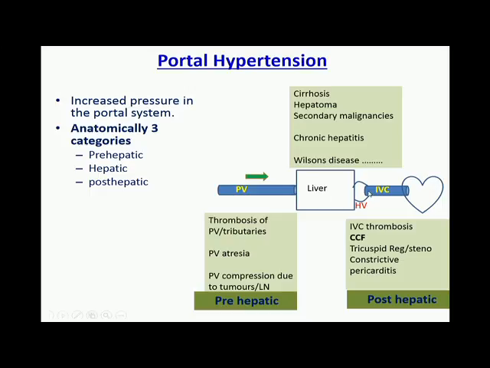Then hepatic causes are any disease of the liver, like cirrhosis, which is the commonest. It causes fibrosis, and fibrosis causes narrowing of the vasculature there. And then secondary malignancies, hepatitis, all these can cause it. So liver diseases. Then the post-hepatic ones are rare, except for congestive cardiac failure.